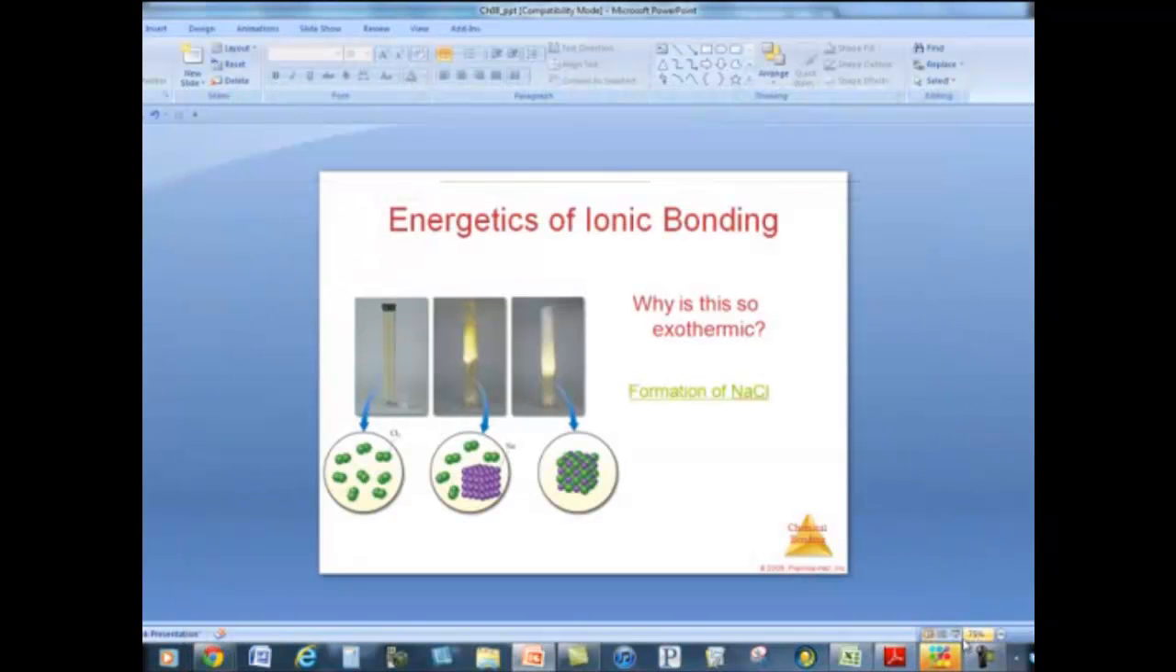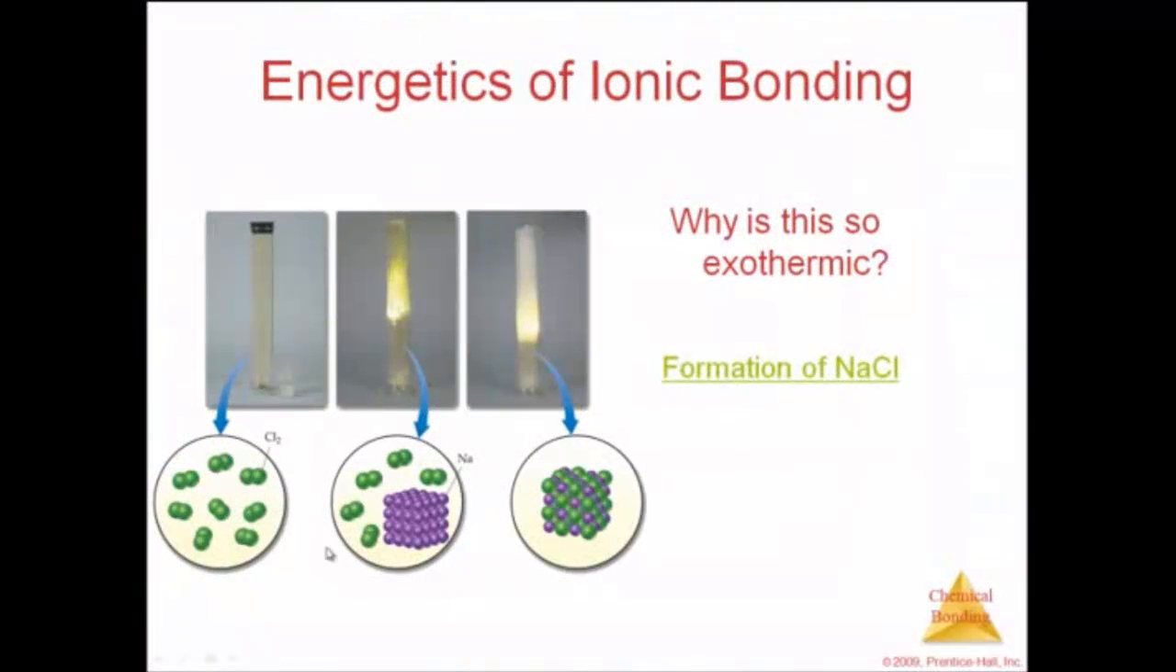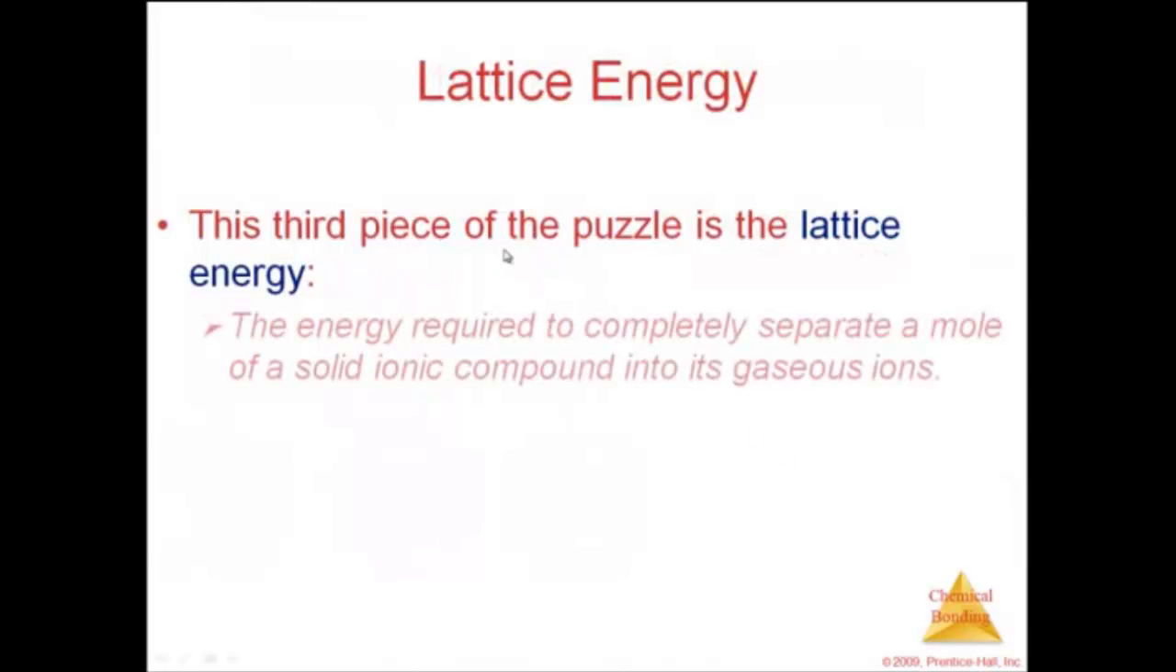Okay, so when we look at that, what we see is a really exothermic reaction, and the question is, why is it so exothermic, this coming together of this crystal? And the third piece of the puzzle, besides the energy taken to take an electron away from sodium, or the energy lost when chlorine adds an electron, is this whole lattice energy. So lattice energy is the energy required to completely separate a mole of a solid ionic compound into gaseous ions. So the reverse of that is the energy that's lost when the ions come together to form a lattice.